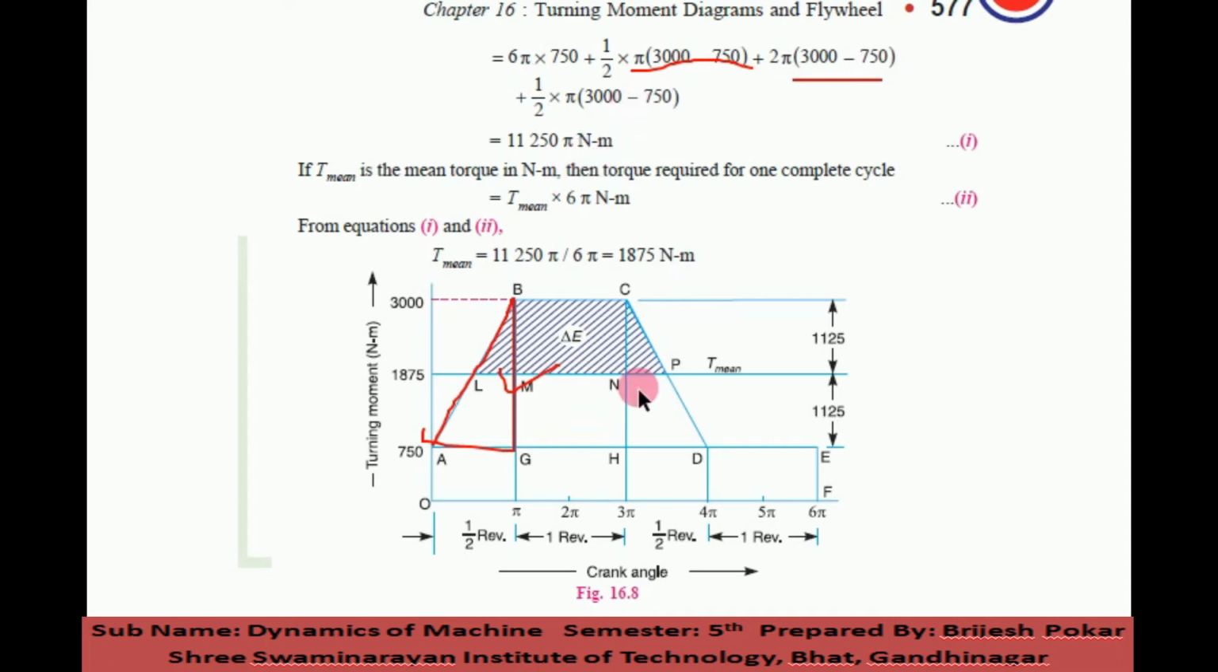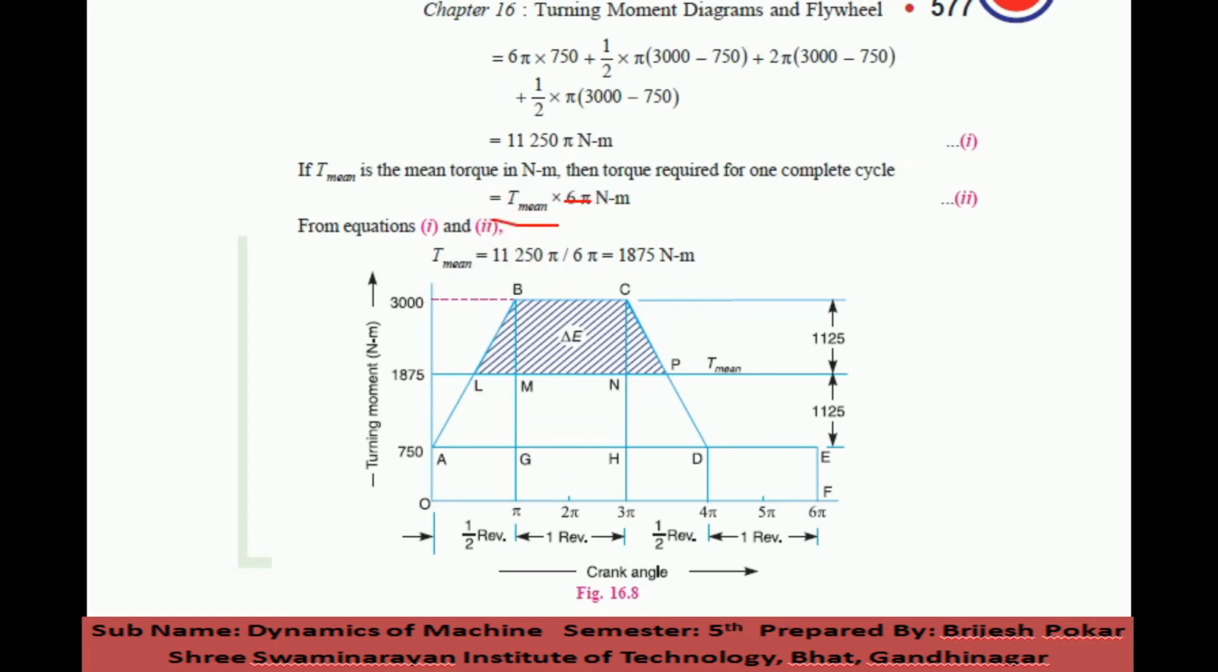Okay, so in this way we have found this entire area: 11250 pi Newton meter. It is in the form of pi. Now if T mean is in Newton meter, then the torque required for one cycle is 6 pi into T mean.